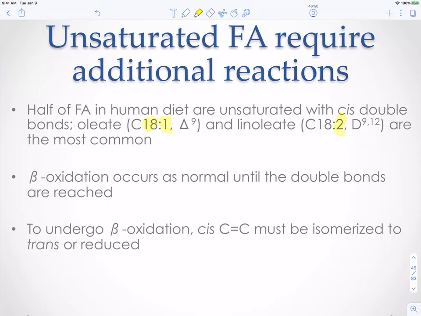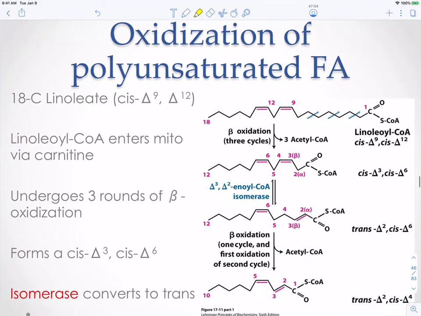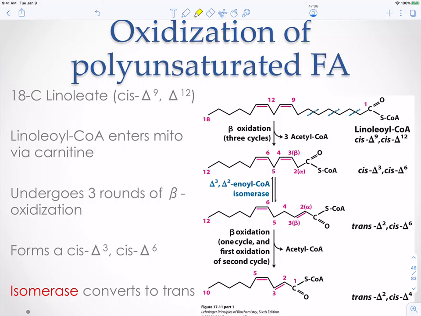Beta oxidation occurs, as we just described for the saturated fatty acids, in the unsaturated fatty acids until the double bond is reached. Then, in order to continue beta oxidation, your cis double bond must be isomerized to a trans, or it has to be reduced. So this is just an example of what happens. Again, this is an 18 carbon linoleate, which has double bonds at the 9 and 12 positions. Basically you do beta oxidation all the way until you get to that double bond, and then you have a cis delta 3 and a cis delta 6.